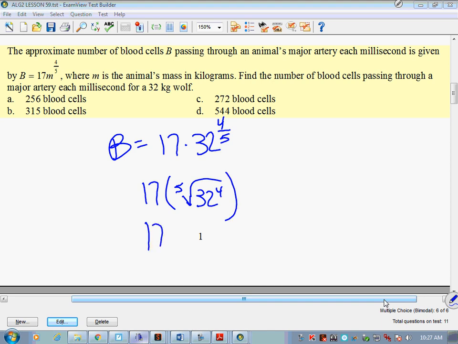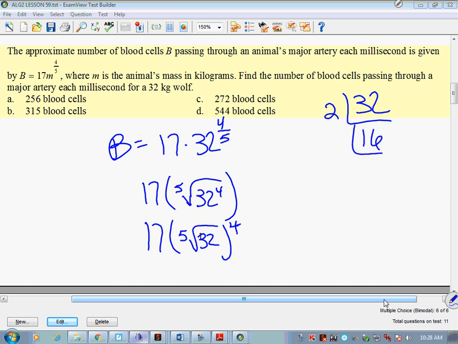We could also write that as 17 times the 5th root of 32 all to the 4th if we wanted to. Could I plug all of that in my calculator? I probably could. Or we could even just take the 5th root of 32 to the 4th. But let's just do the 5th root of 32. Okay? Let's take 32 and break that down. Okay? We could divide it by 2 and get 16, 2 and 8, 2 and 4, 2 and 2. How many 2's is that?